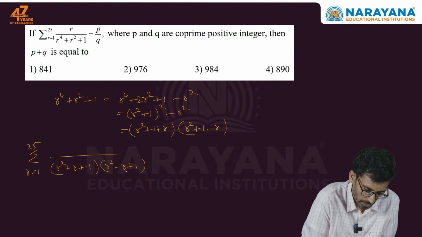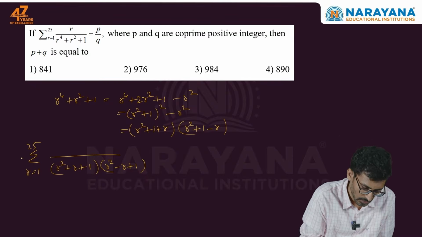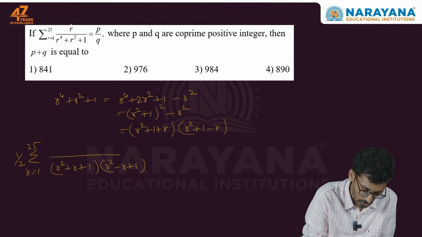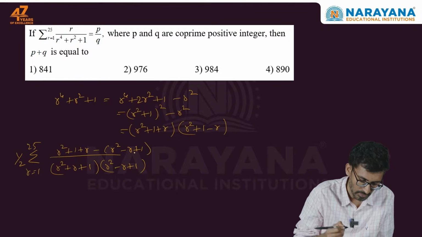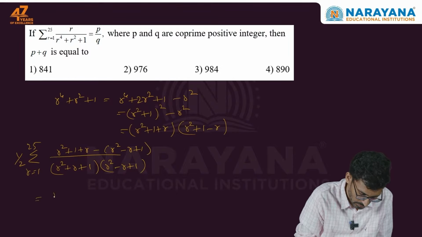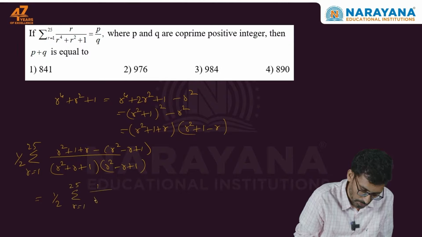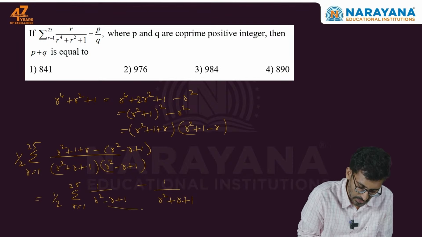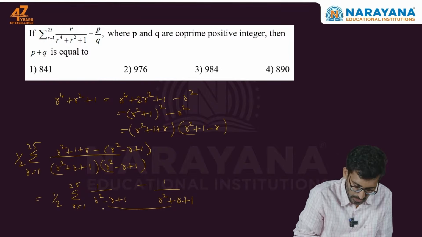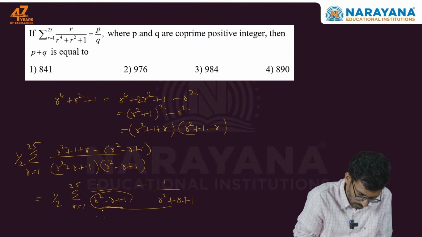So here I am trying to write this as the difference between two consecutive terms. So I will multiply and divide with 2. So 2r we are getting in the numerator, that I will write as (r square plus 1 plus r) minus (r square minus r plus 1). So when we simplify this, when we split the terms, we will get 1 by 2 into sigma r is equal to 1 to 25, 1 by (r square minus r plus 1) minus 1 by (r square plus r plus 1). Now we will write the terms and you can notice these are the consecutive terms. Okay, if you put r is equal to r plus 1 in this expression, we are getting r square plus r plus 1. So I will put the terms.